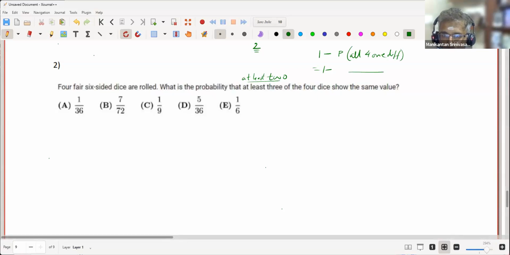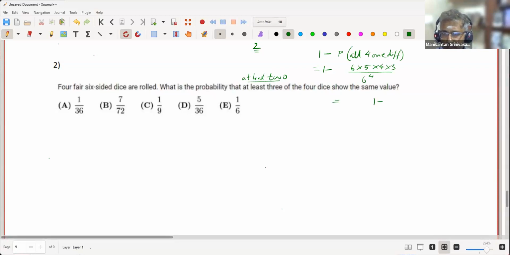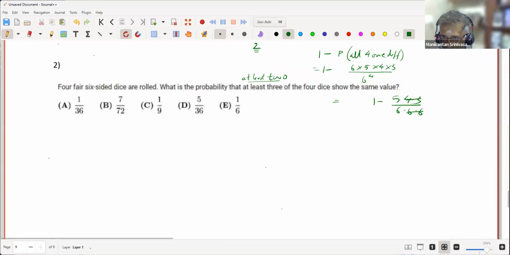The bottom can be 6 power 4. The first one can be any one of the 6, then 5, 4, and 3. Correct? So this was 1 minus, how much is this? 5 into 4 into 3 by 6 into 6 into 6. If you simplify this, 6 6 are 36, 4 3s are 12, so it goes 3 times. So it's 1 minus 5 by 18, which was 13 by 18.